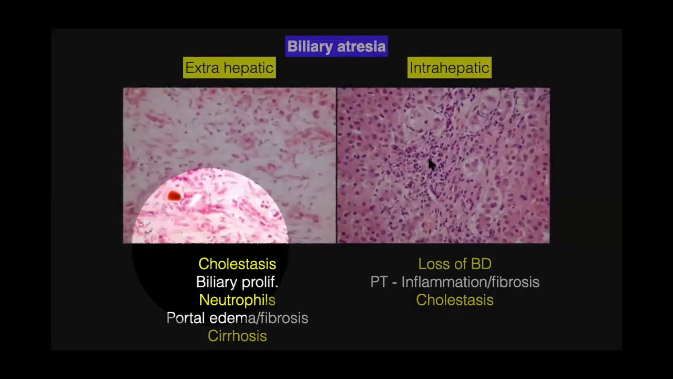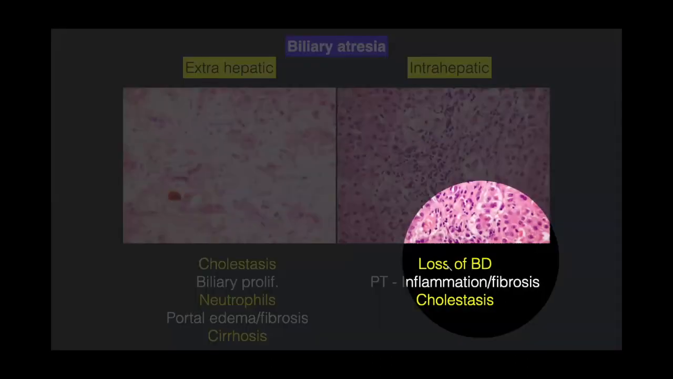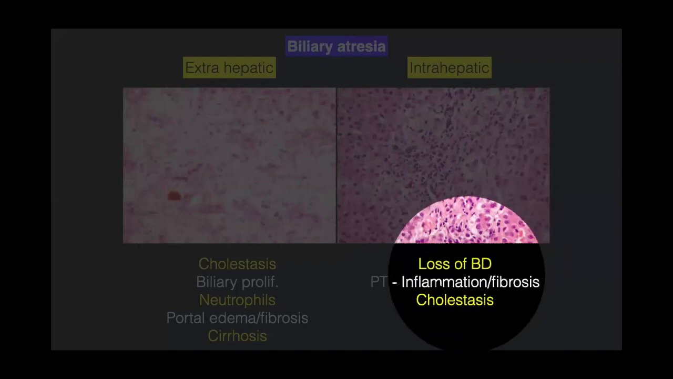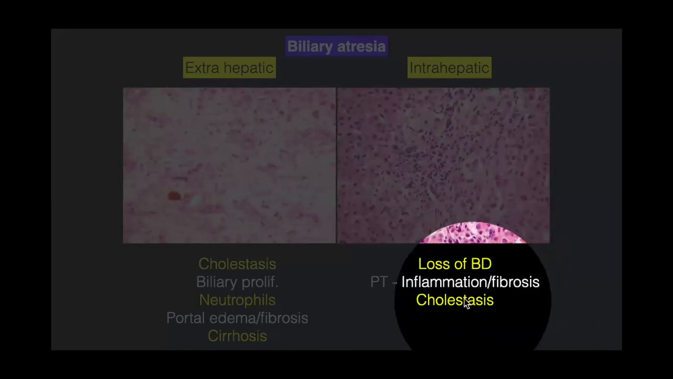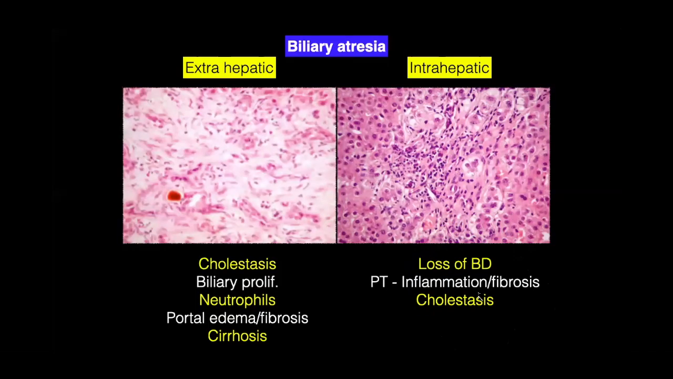When it is intrahepatic atresia, there will be a lot of biliary ductular loss with the portal inflammation and fibrosis, and again cholestasis will be there. I am again telling, biliary atresia is a clinical diagnosis. We have to correlate with radiology and pathology.